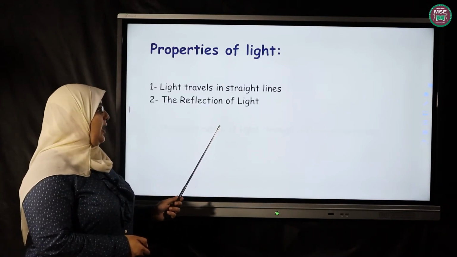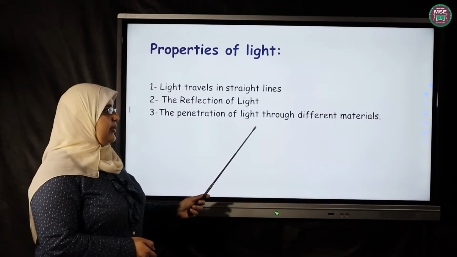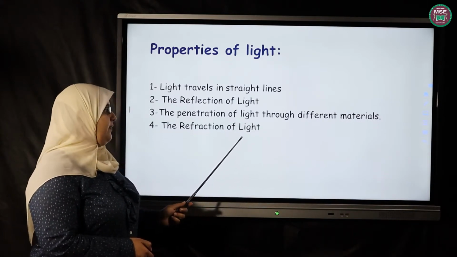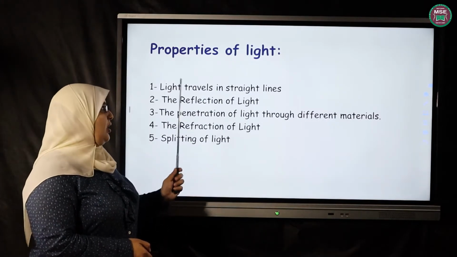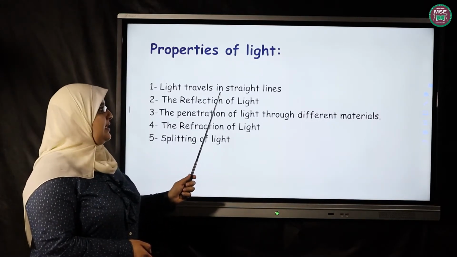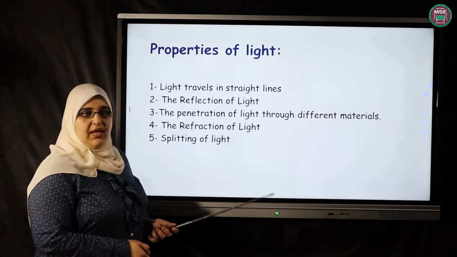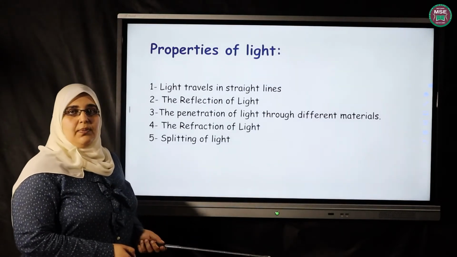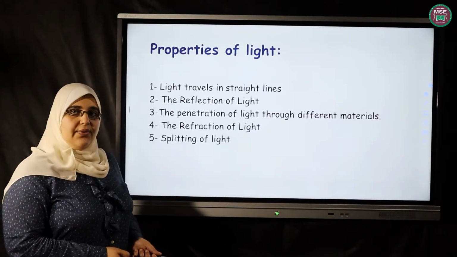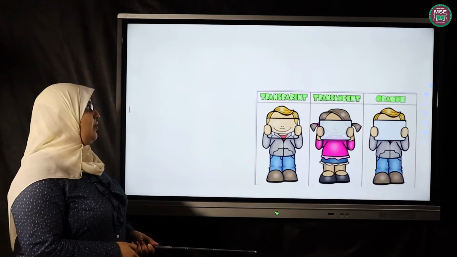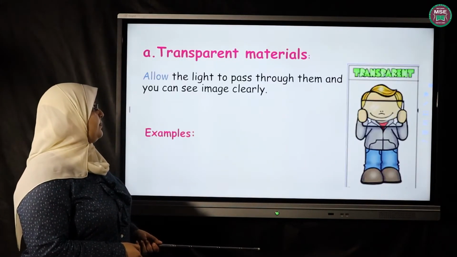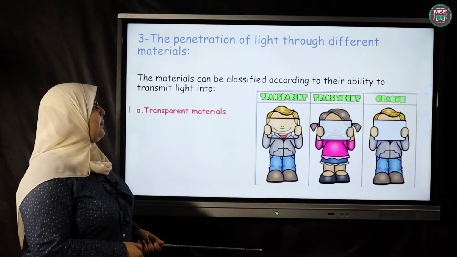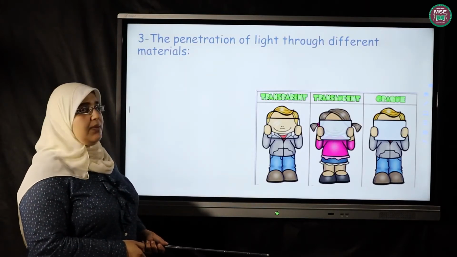The reflection of the light, the penetration of the light through different materials, the refraction of the light, and splitting of the light. In the previous session, we talked about the light travels in a straight line and the reflection of the light. Today, we will complete talking about the other properties of the light. Let's start with the third one, the penetration of the light through the different materials.